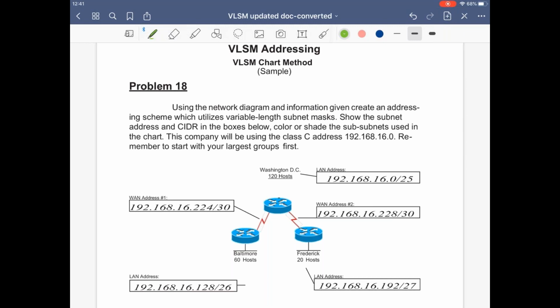Network 4 starts from 224, and this is 2 hosts, a point-to-point connection. Only the last 2 bits are 0. So 24 plus 6, 30. /30 is the subnet mask. The broadcast ID for network 4 is 227. For network 5, the broadcast ID is 231. For network 4 and network 5, we have 2 valid usable hosts.